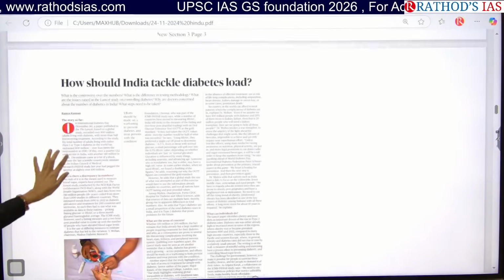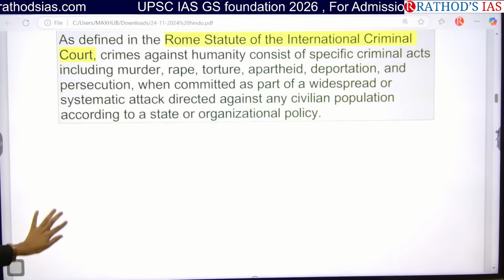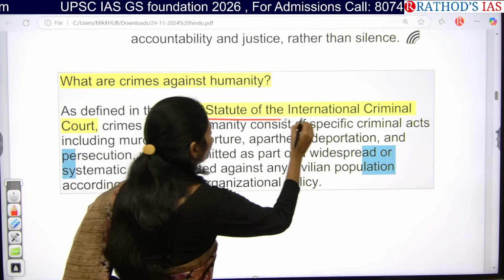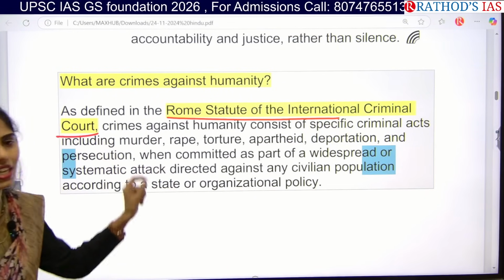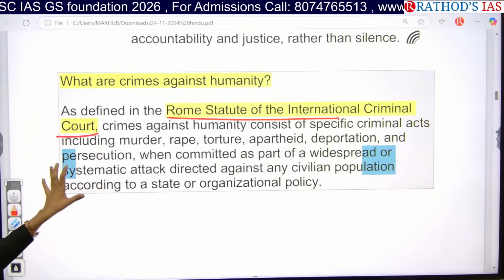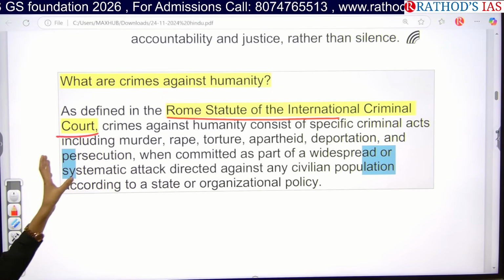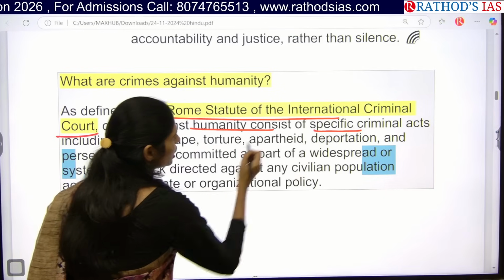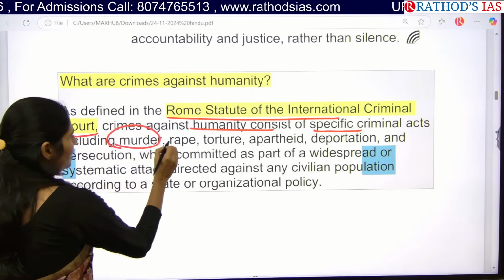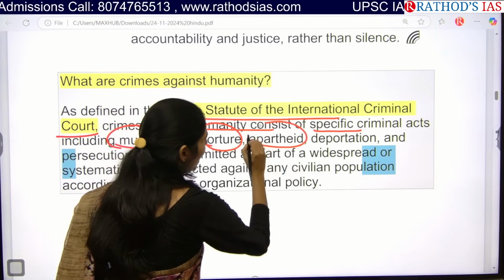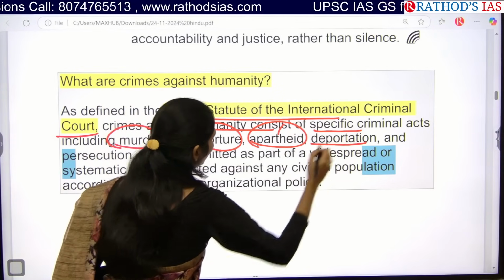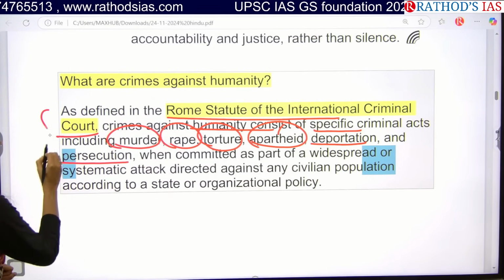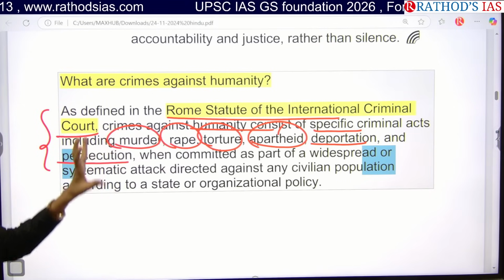Okay. So here you can understand what exactly the meaning of crimes against humanity is. According to the Rome Statute of the International Criminal Court, that is ICC, crimes against humanity are specific criminal acts including murder, rape, torture, apartheid, which is nothing but racial discrimination, deportation and persecution of minorities. So all these come under crimes against humanity.